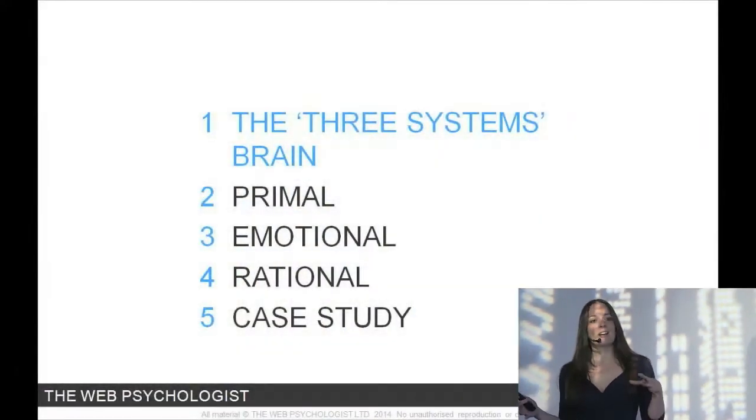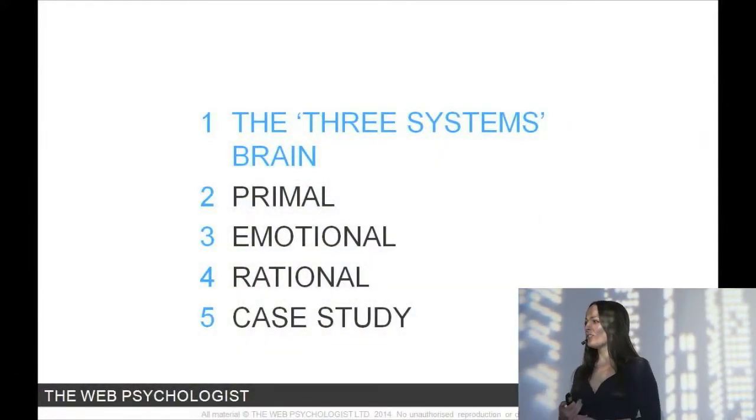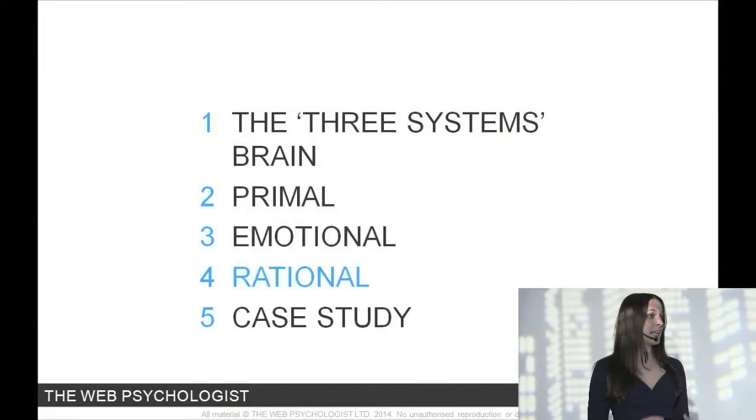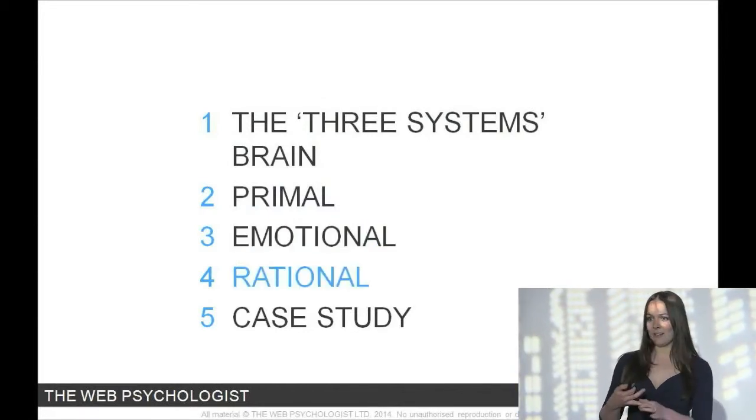Okay, so today I'm going to be talking with you about the psychology of motivation in an online context. We're going to look at the metaphorical three systems brain, which comprises the primal, emotional, and rational motivation systems. And then I have a community-ish case study so that you can figure out how certain companies are applying these principles to engage their members on their websites. Does that sound all right?